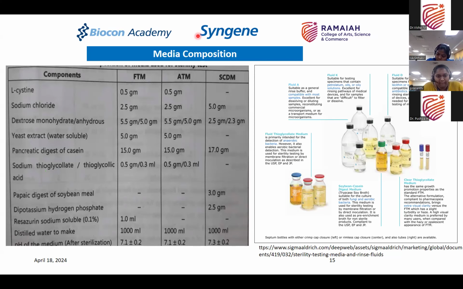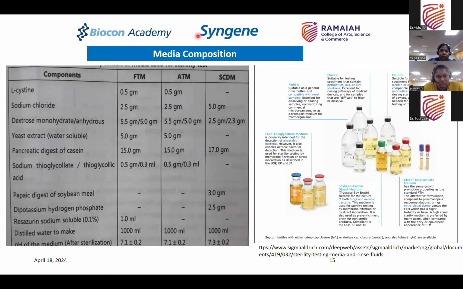In this slide, I have given the composition of the culture media. Please make a note of this composition. The first column is fluid thioglycolate media. The second column is ATM, alternative thioglycolate media. And the third is soybean casein digest media. I have given the composition for each of the media. This is also important, and it could be asked as an MCQ in my test. Please make a note.